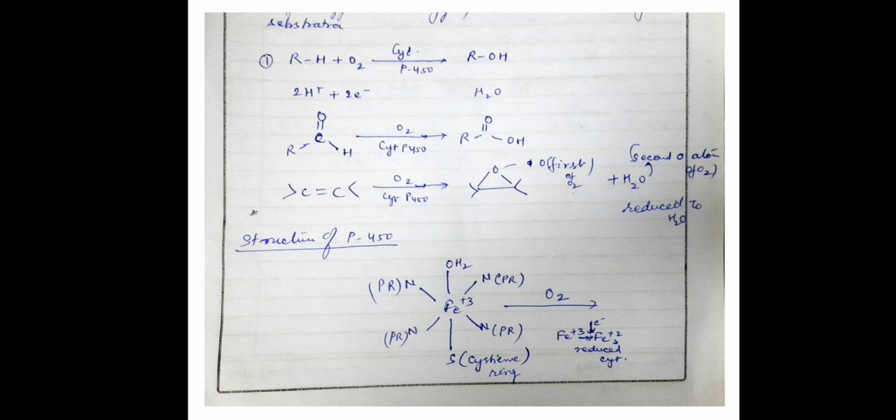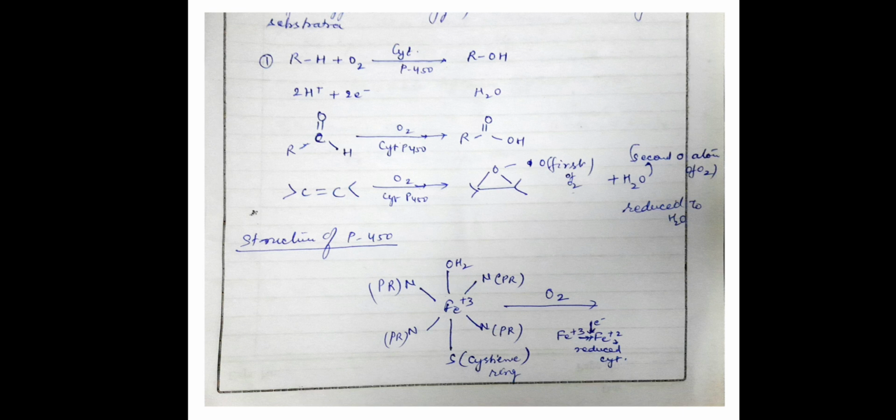Now, what is the structure of P450? This is the general structure of P450. Iron is in the center in the +3 state, with 4 nitrogens of the porphyrin ring. H2O is the topmost group, water, and below is the sulfur of the cysteine ring.